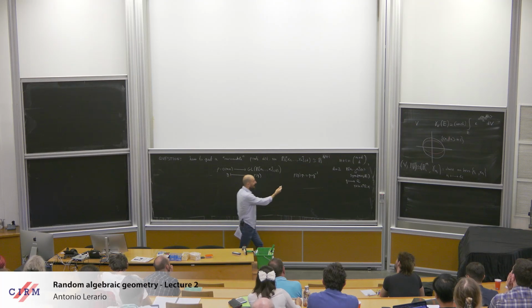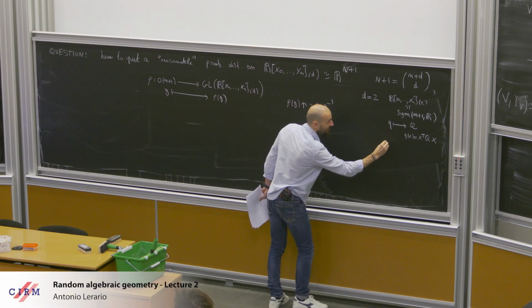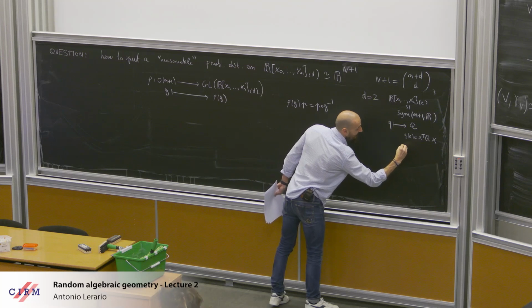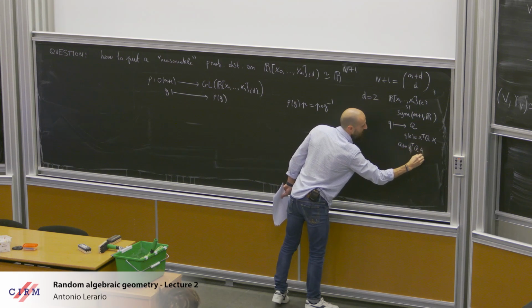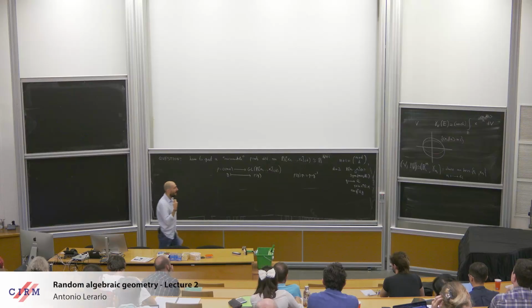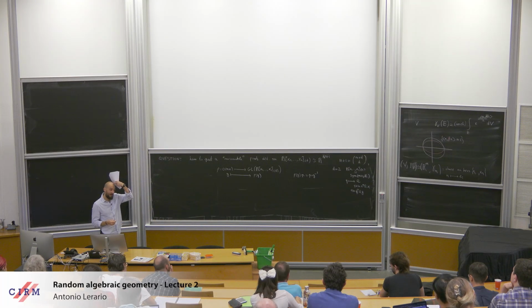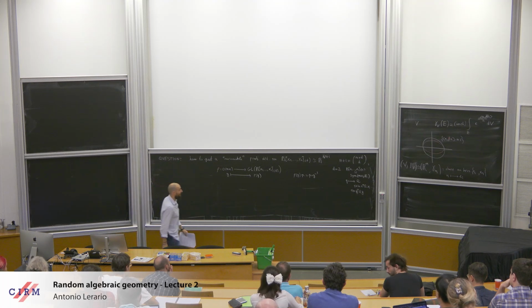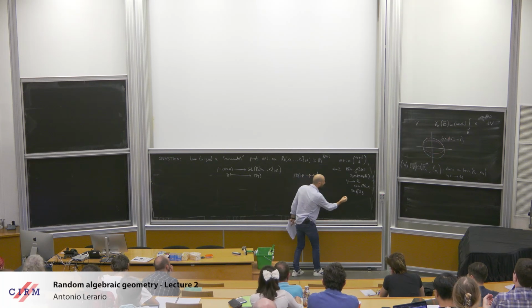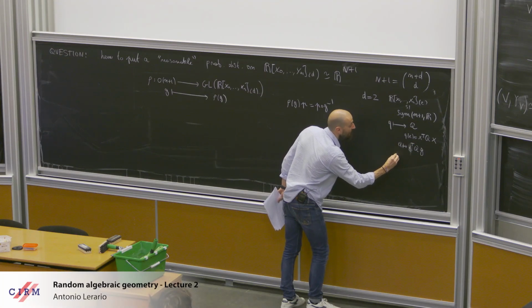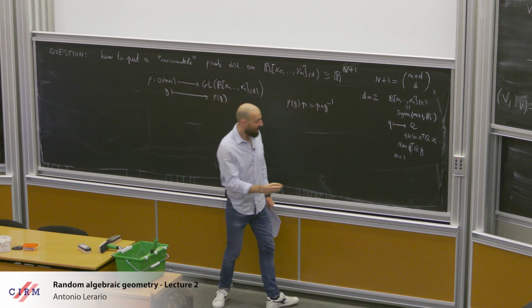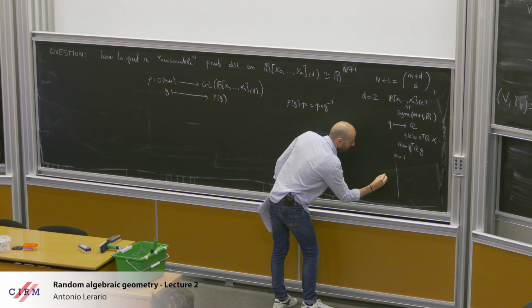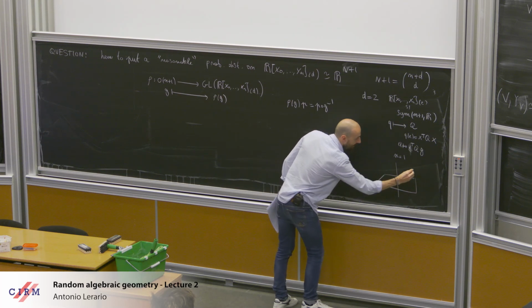Now in this case, the action by change of variables is just the action that sends Q to G^T Q G. Okay, so just acting by congruence on your matrix. This is the action if you want to visualize it. And you see already in the case D equals 2 and N equals 1, so 2 by 2 symmetric matrices, what does this action do? 2 by 2 symmetric matrices, it's a three-dimensional space.